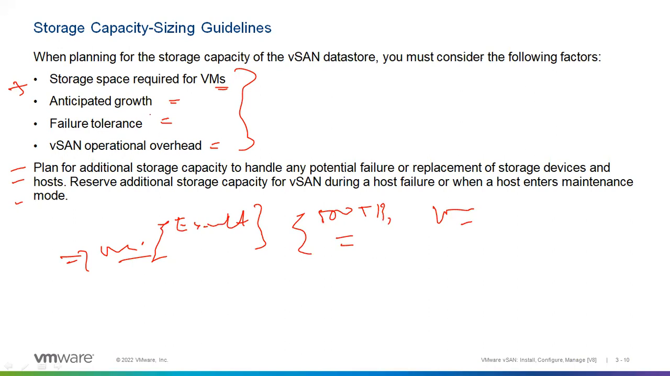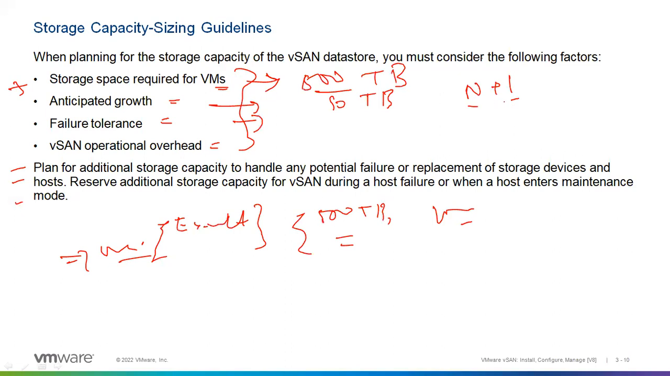Okay, so you understand it. Storage requirement is the raw capacity requirement for VMs. For example, the customer says overall I am assuming there would be 500 TB capacity. Anticipated growth: let us suppose he assumes for the next 1 or 2 years about 10% of that, then 50 TB will come. Failure to tolerate means how I am designing the vSAN, like if I am designing in n+1.